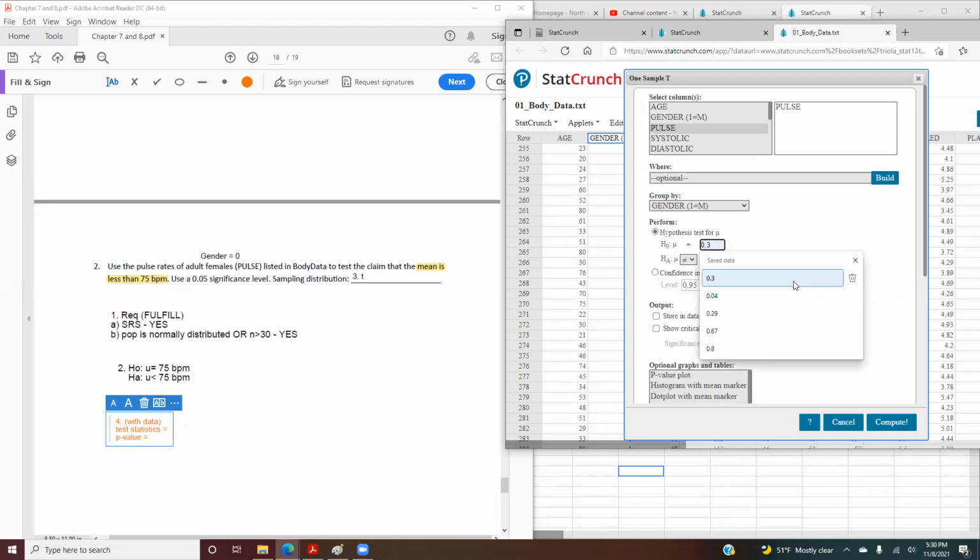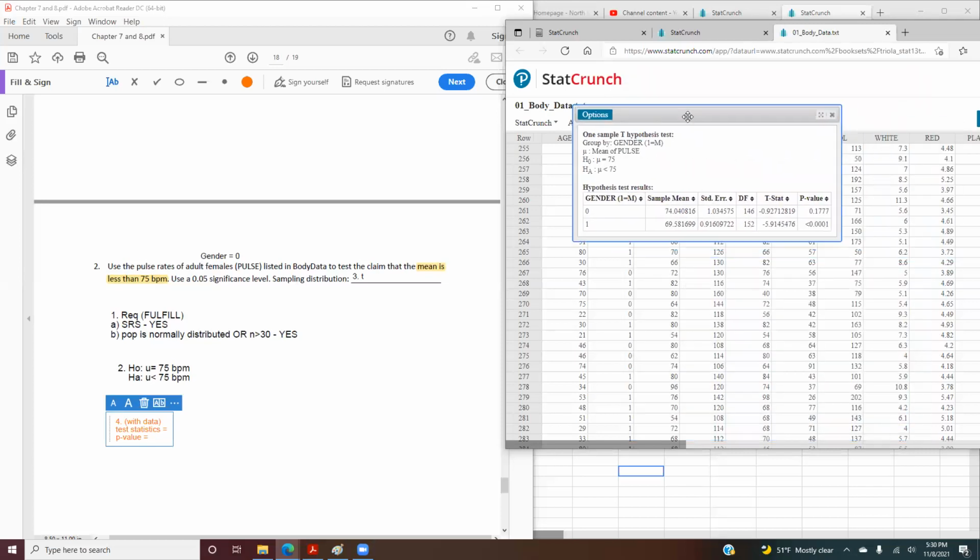And the hypothesis, the claim value or test value in this case is 75, and the claim says you have to test it for less than 75. So this is the way that we pick here, and you hit compute. Okay, you guys all right?